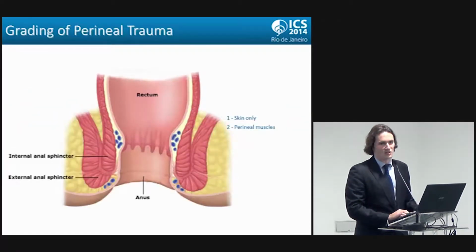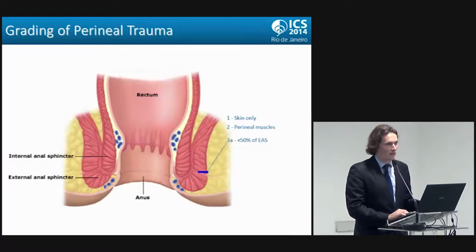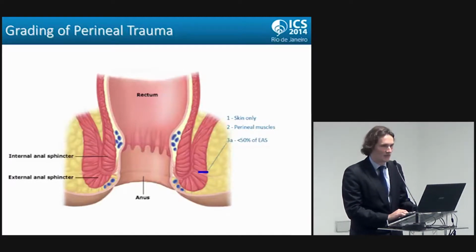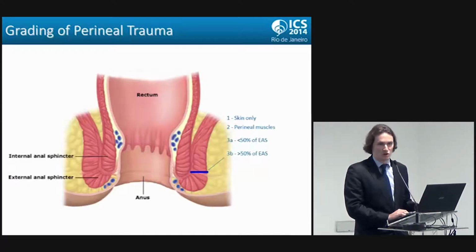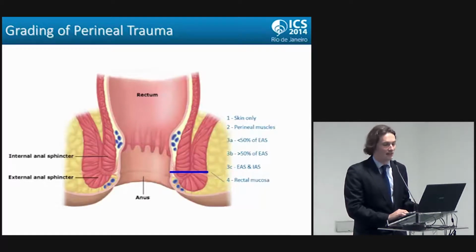So first, the definitions. I think probably everybody knows this, but it's important to have a reminder. The classic classification is into 4 levels: first-degree tears involving the skin, second-degree tears involving the perineal muscles, and then in this cross-section of the anal canal, we begin with a 3A tear that involves less than 50% of the external anal sphincter, a 3B tear, which takes in the majority or all of the external anal sphincter, a 3C tear, which crosses both sphincters, and a 4th-degree tear, which also breaches the rectal mucosa and needs a very careful repair.